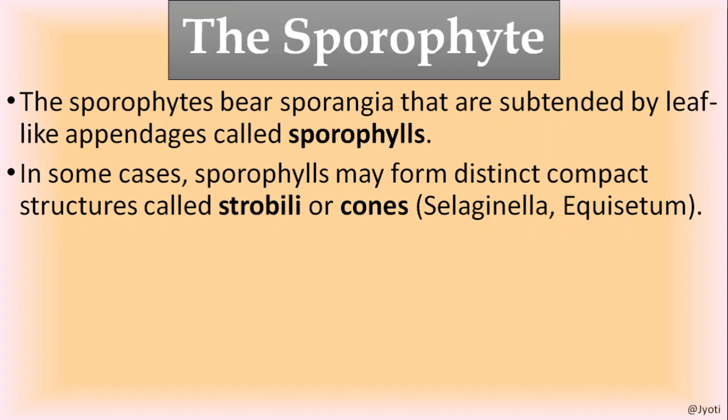Equisetum, a cone-like structure is there. So these sporophylls are called strobili or cones. So very important, when the sporophylls or the sporangium bearing leaves are forming a compact, cone-shaped structure, then that is called strobili or cones. This is found in Selaginella and Equisetum.